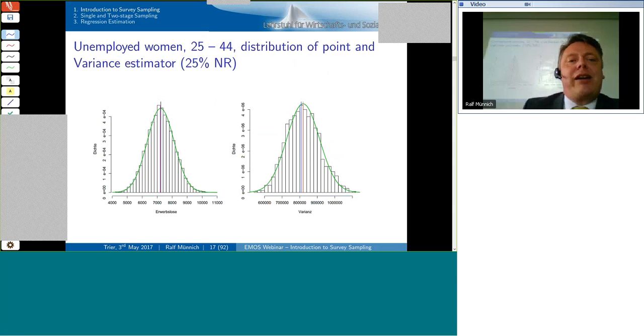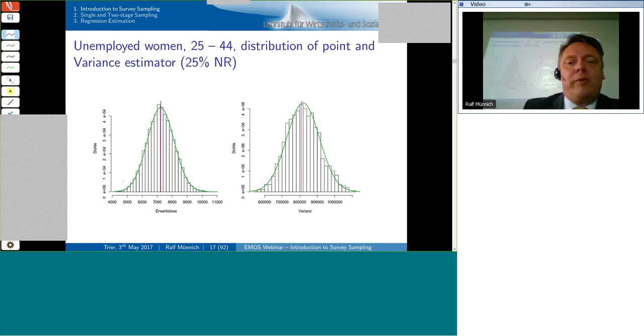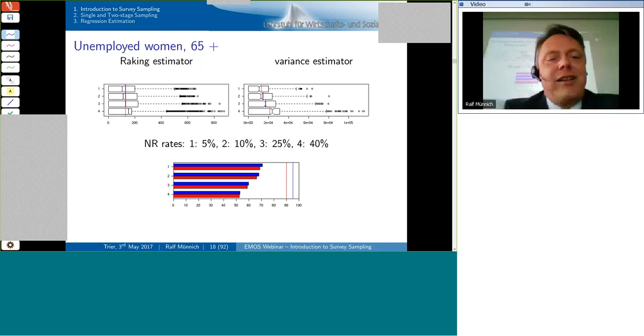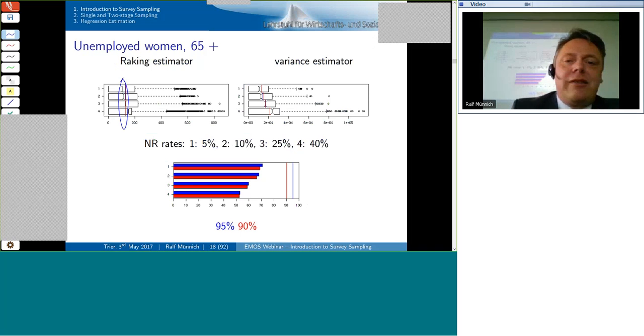But what happens with the other age group of unemployed women? If we look at that, we see, oh, we have a very skewed distribution. The box plots look very suspicious, but even so, the blue and the red lines are again on top of each other. So on average, the methodology works. And that means the law of large numbers for the point and the variance estimator works fine, but there's no normality, and that's the big issue.